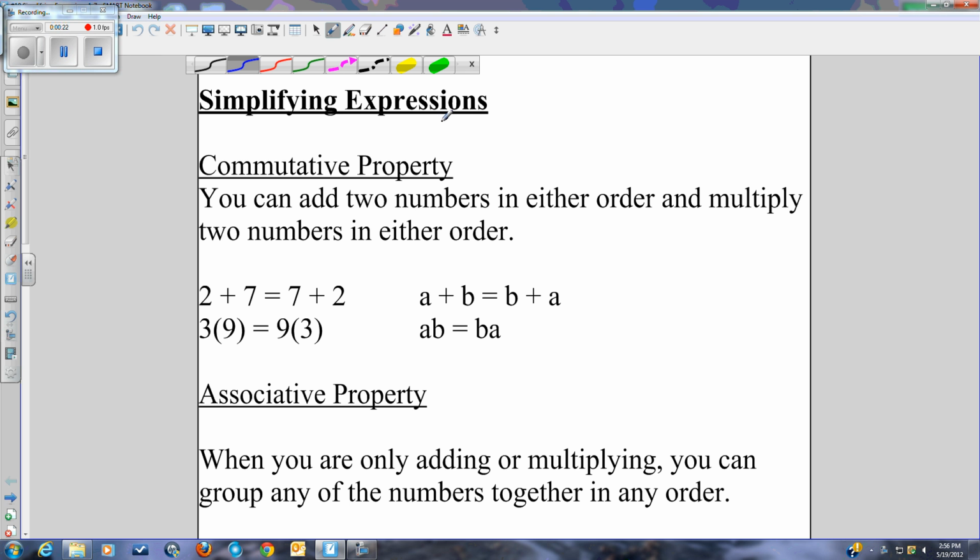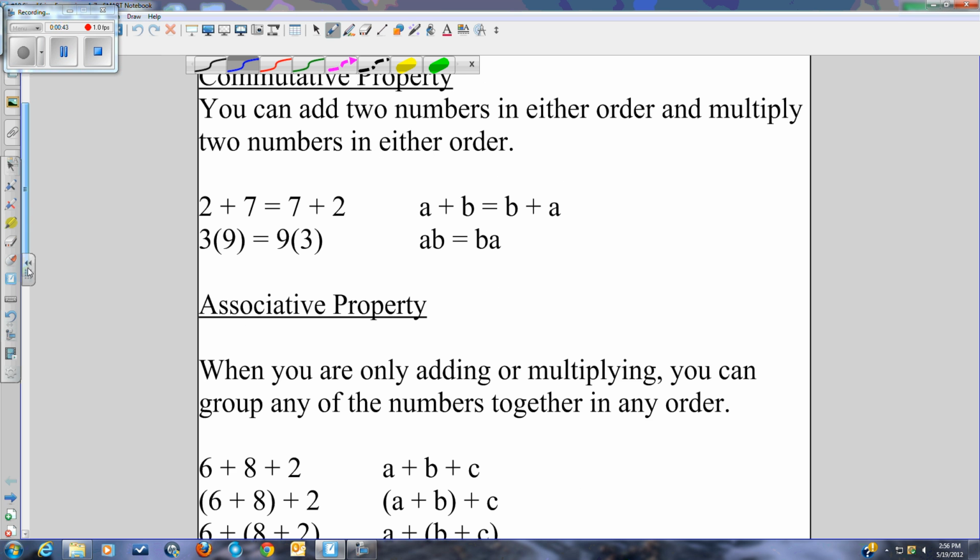So for instance, 2 plus 7 is the same as 7 plus 2. They both give you 9. 3 times 9 is the same as 9 times 3. They both give you 27. Similarly, using variables, a plus b is the same as b plus a, and a times b is the same as b times a. That's the commutative property.